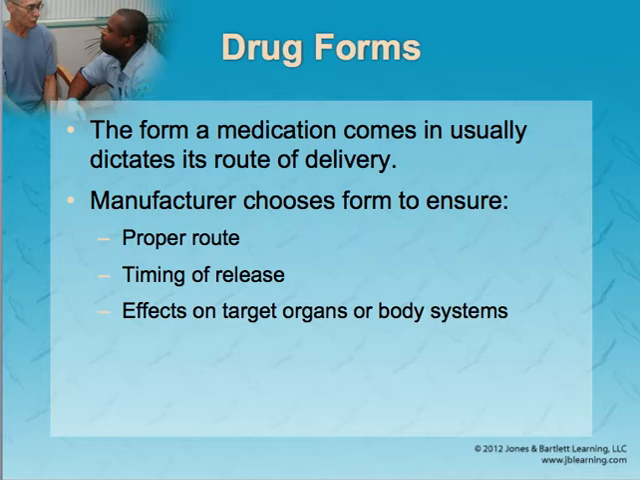The form of medication is decided by the manufacturer or whoever's developing the drug, to make sure that it is the best way to get to whatever it's targeting. For instance, if you're targeting cardiac muscle and you need it to get there at a rapid pace, it may need to be an IV route. Whereas if it's something you're taking on a daily basis to maintain your blood pressure, it may be a PO route, or by mouth. So the drug form should be chosen due to the proper route, the timing of release, and the effects on the target organ.